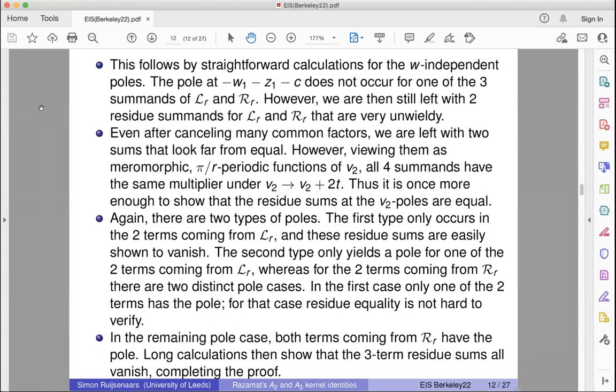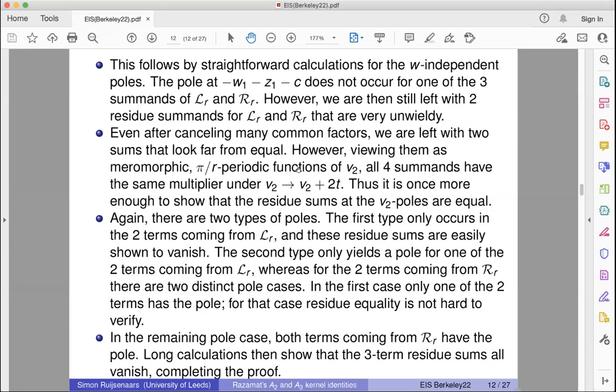Yes, it does. Okay. So again, the V dependent poles, they're easily taken care of. But this is the nasty one. So then both the restricted L and the restricted R have two residue summands that are non-zero, and they already look quite bad. There are quite a lot of common factors, but even if you cancel them, then you have two sums for L_R and R_R that look very, very far from equal.